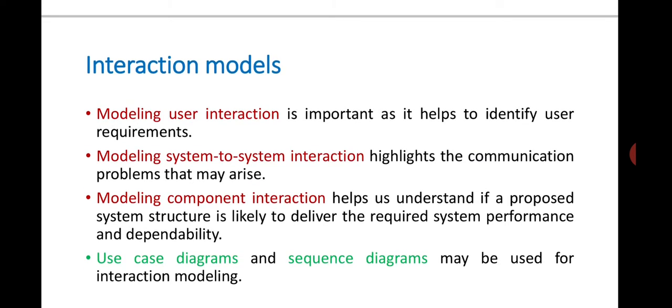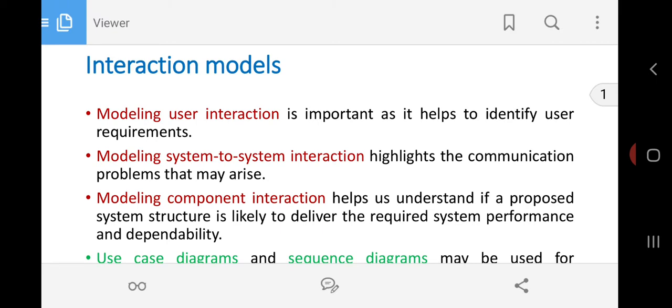interaction models. Modeling user interaction is very essential and important as it helps to identify the user requirements, because whenever you start representing a part of the system or any functionality in terms of user interactions, it will always help you to identify what exactly the different interactions are going to take place, and these interactions are going to reveal some more requirements, so that can get identified here. So this is the main purpose of representing the interaction models.